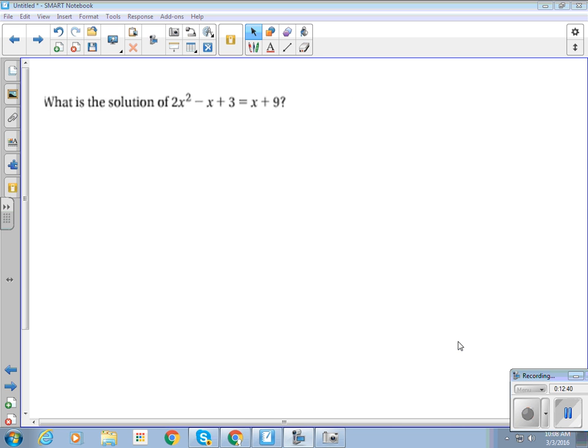Okay, so if we have an equation like this, 2x squared minus x plus 3 equals x plus 9, I want all my numbers on the right-hand side, everything else on the left. So I'm going to subtract 3 from both sides.